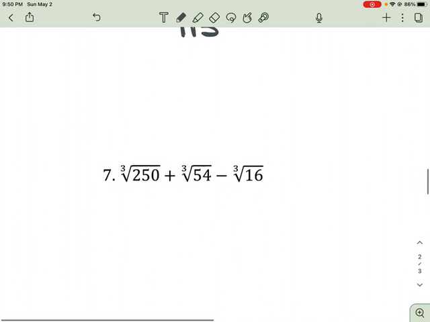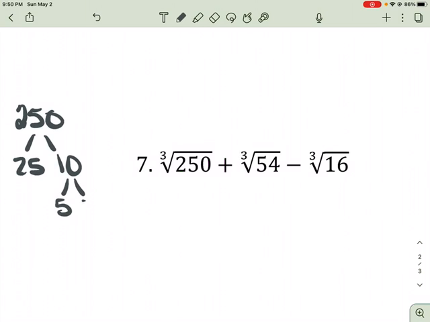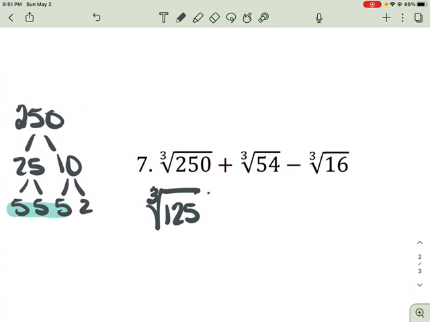Okay, let's try a hard one. Okay, so 3 cube root of 250, cube root of 54, cube root of 16. I have no idea. Right now, we can't do anything with them. But we're going to have to try and break down 250. To me, that's 25 and 10. All right, so here's my group of 3. So that's 125. So cube root of 125, cube root of 2.